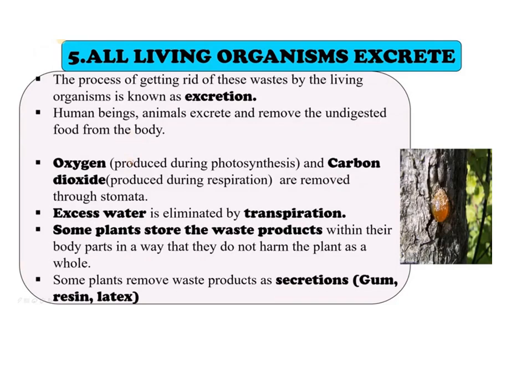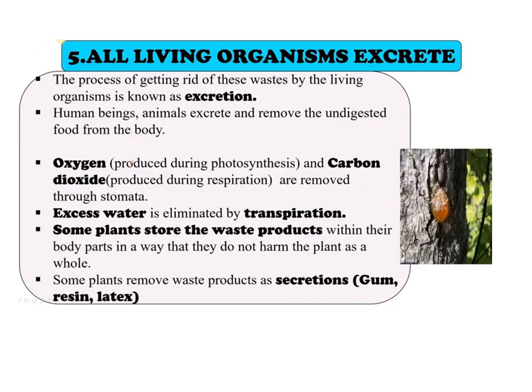So we know that oxygen, which is produced during photosynthesis, and carbon dioxide produced during respiration are removed through stomata. I have already told you what stomata are. You can remember how stomata are useful for them. Stomata are there only for gaseous exchange. And excess water is eliminated by transpiration. So this is a process by which excess water is released out from the body of plants by transpiration.